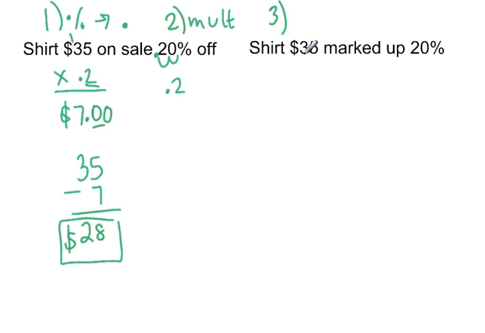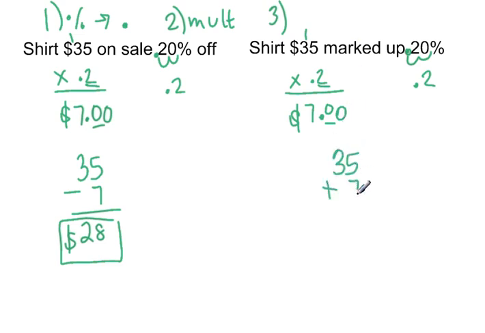On to this other problem. Here's a shirt that costs $35 and it's being marked up 20%. I do the same thing. I need to turn this into a decimal, 0.2. I need to multiply. 2 times 5 is 10, 7, and the decimal. So this shirt, because it's being marked up, it's going to cost $7 more. So since it's more, I'm going to add. This shirt now costs $42 because it's been marked up.